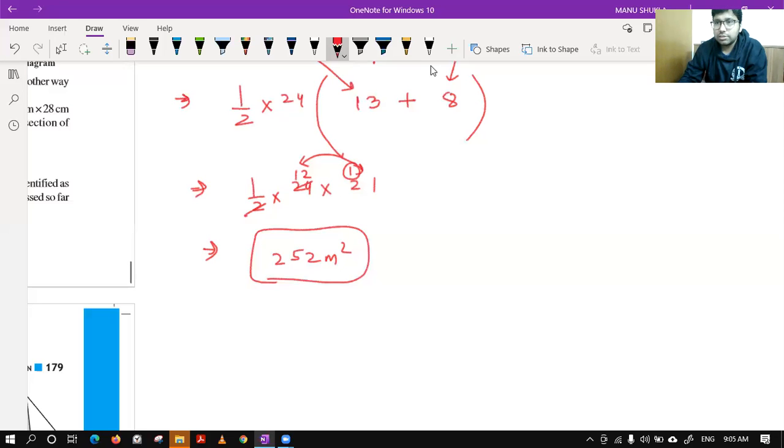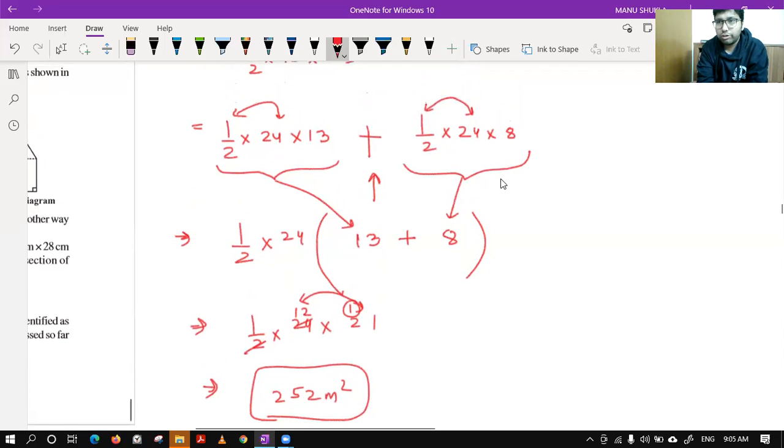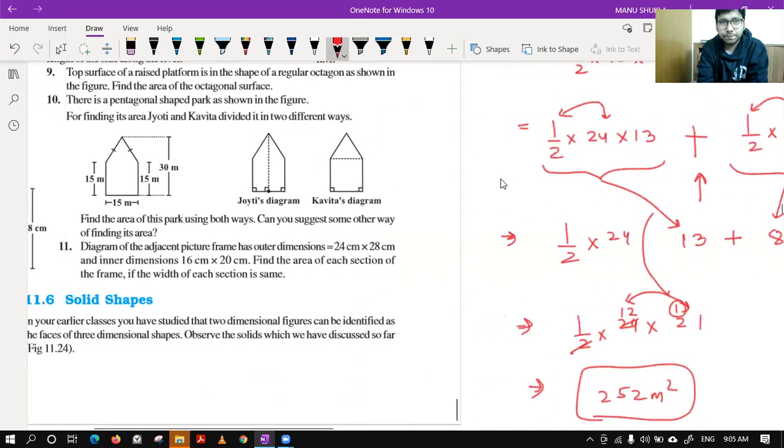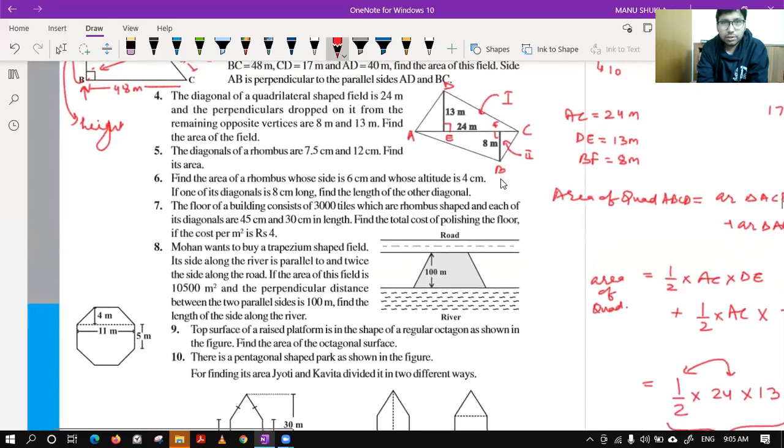Rachit, is it fine now? But why are you making me solve all the questions completely? But you will do it if I solve all the questions. Hmm? Okay.